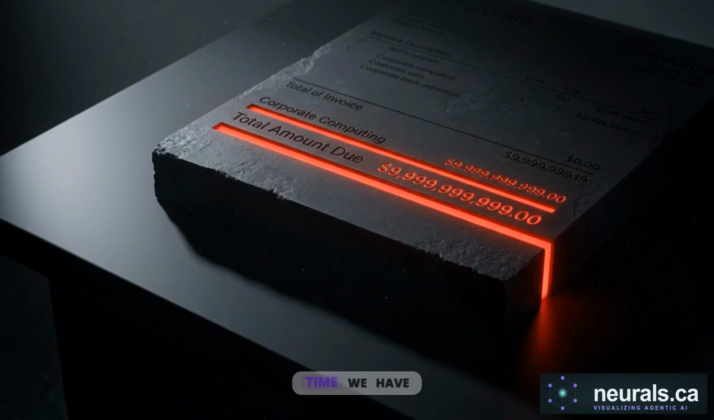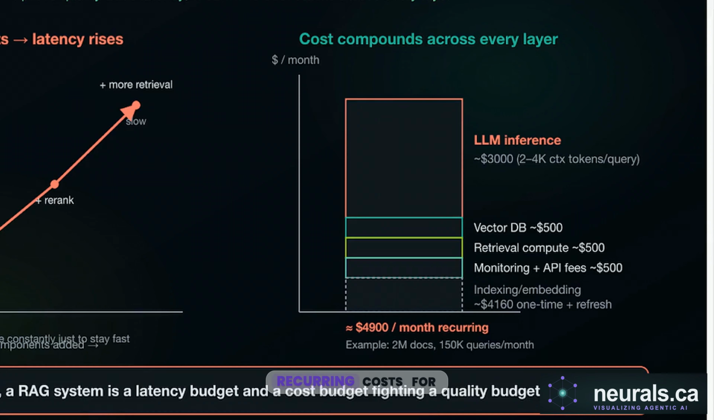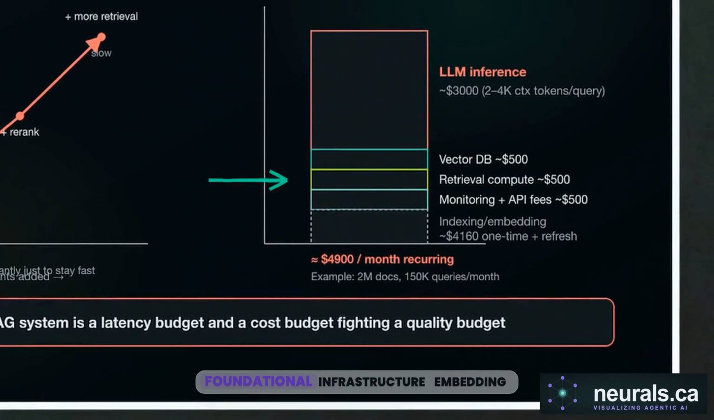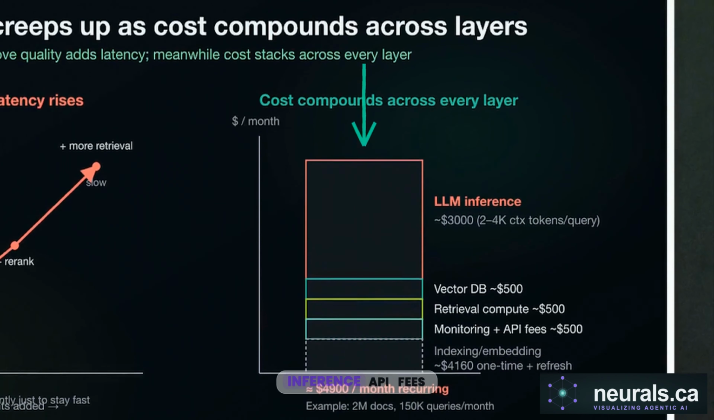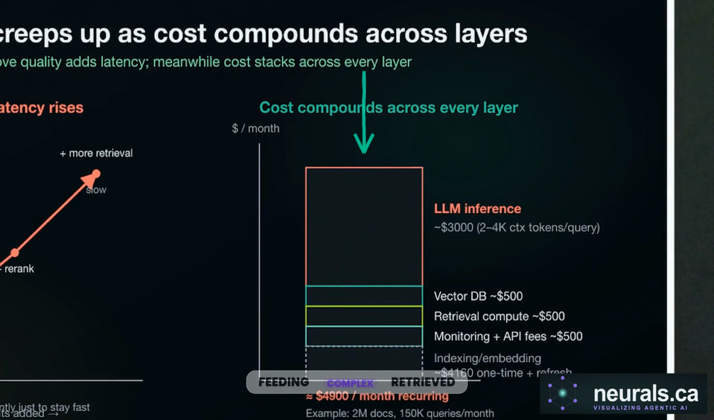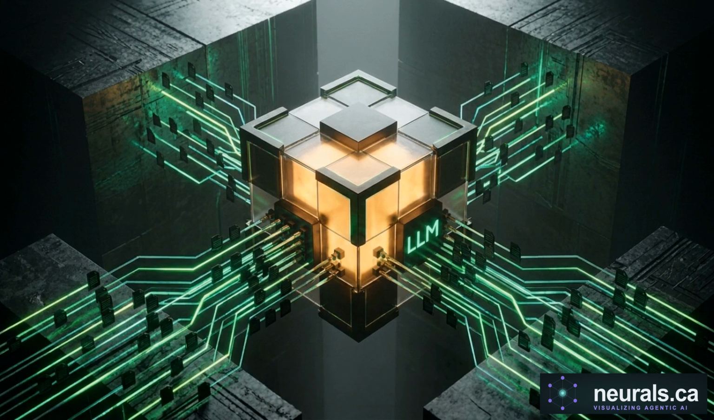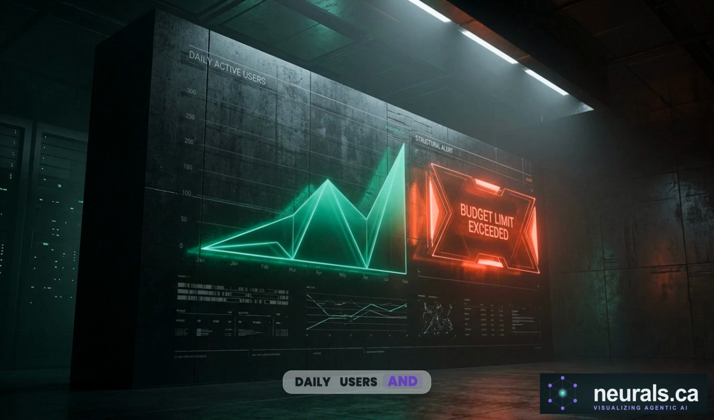Beyond the cost of time, we have to account for the literal cost of capital. Look at the monthly recurring costs for a mid-sized production RAG system. At the bottom is foundational infrastructure: embedding fees, search compute nodes, the vector database, and observability tools. But these are dwarfed by the massive LLM inference API fees at the top. Feeding complex retrieved context into an advanced reasoning model requires thousands of input tokens per query. Multiply that by thousands of daily users, and the operational budget evaporates rapidly.